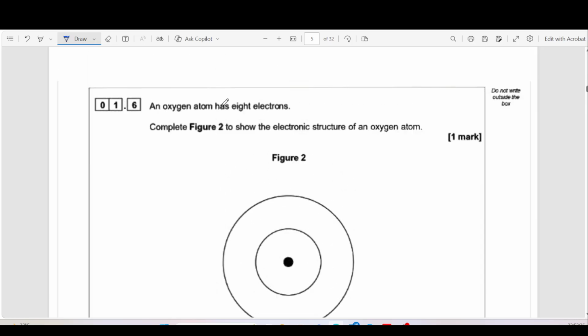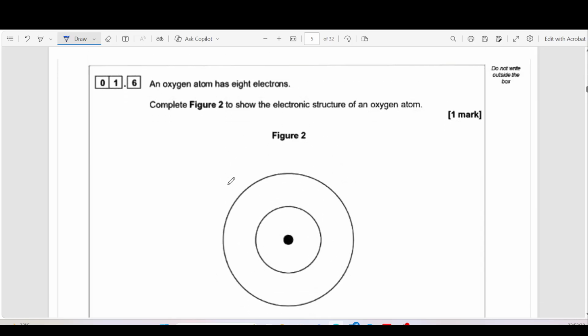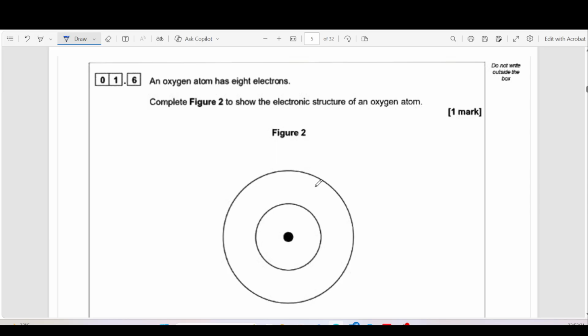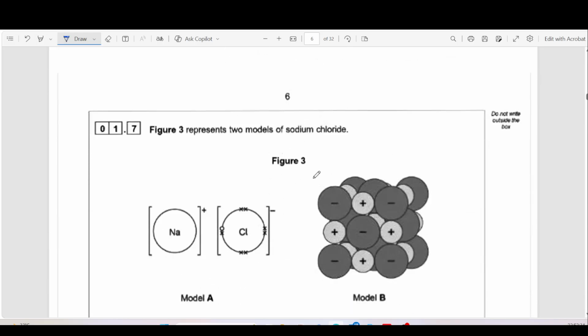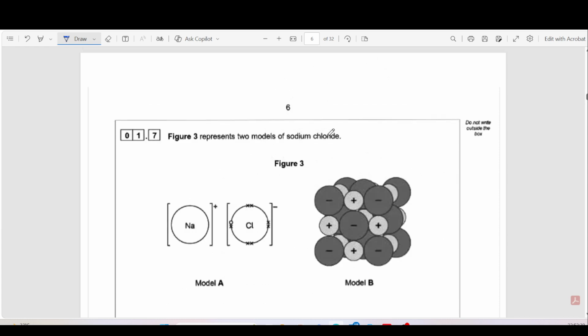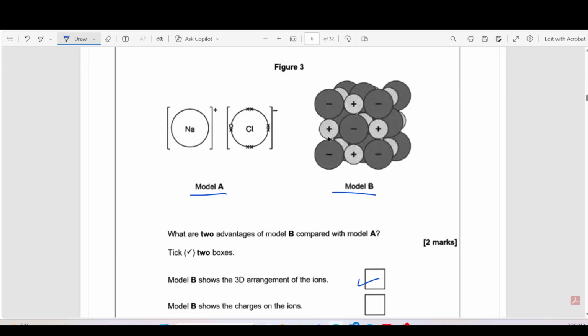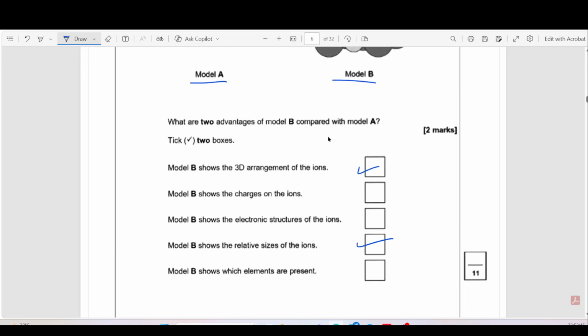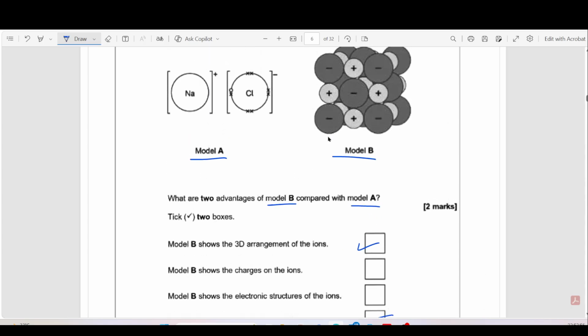Next, we have this oxygen atom, which has 8 electrons, and the electronic structure is given. Then this is showing two models of sodium chloride. This is model A, model B. So we have to take which two advantages of model B compared to model A. So these are the two correct ones. Model B shows 3D arrangement of ions, because model A only shows individual ions in 2D, right? You can see they are individual ions. But model B is showing how the ions are packed together in a 3D lattice structure, right?